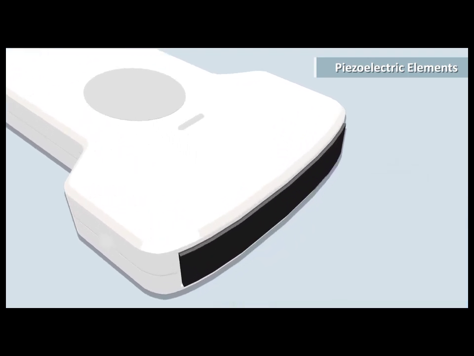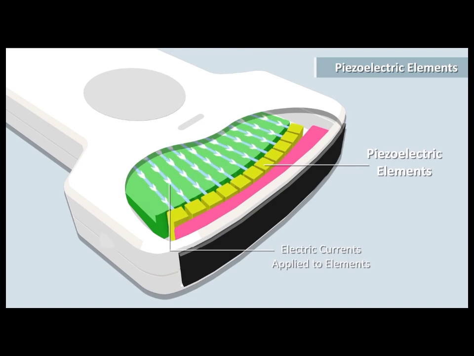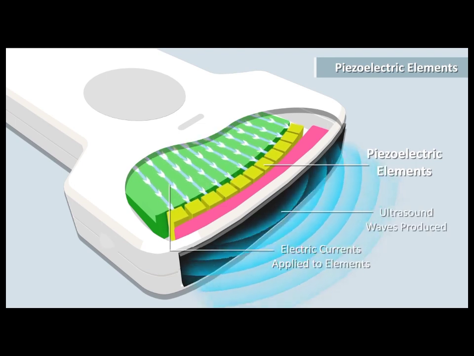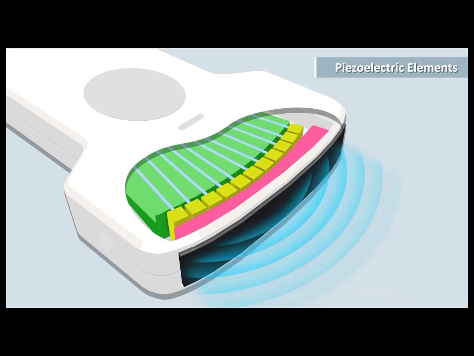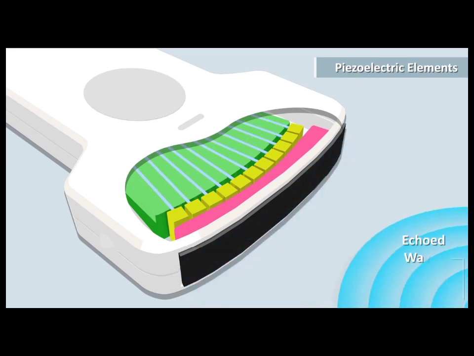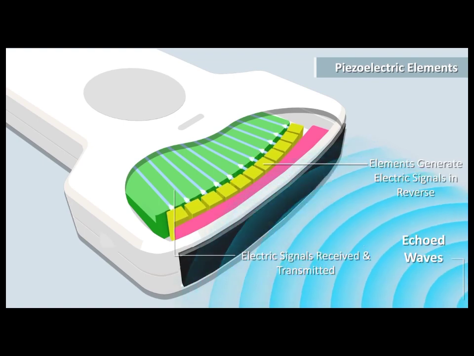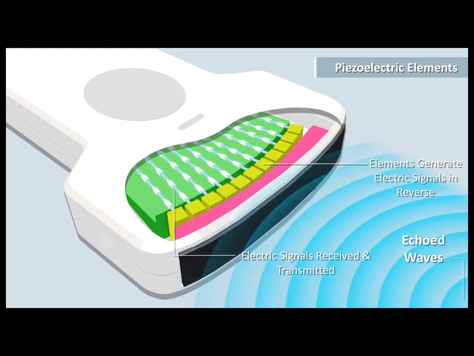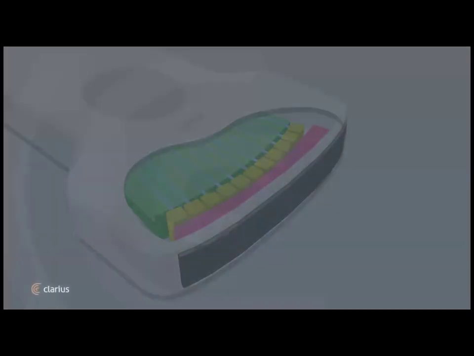Now, let's see how this works. The ultrasound transducer contains several piezoelectric elements that are excited by an electric current. An electric current applied to a piezoelectric element causes the element to expand and contract, creating a pressure wave. These pressure waves propagate through the tissue in the body. The echoes reflected from the tissue return to the transducer elements and are processed to create ultrasound images.